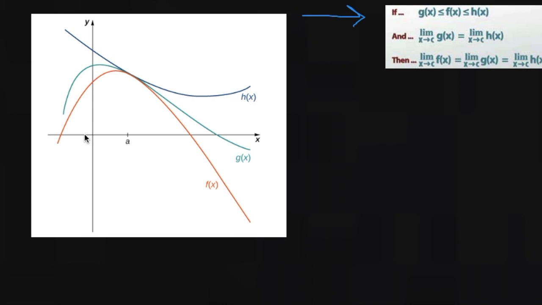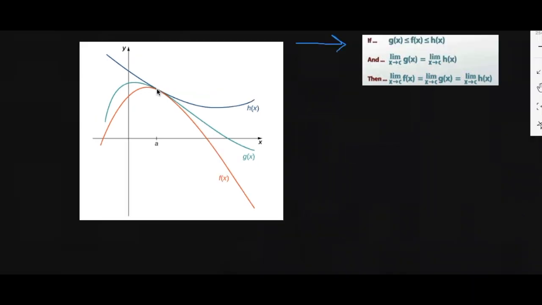So in this case, g of x is the function we're finding the limit for, and f of x and h of x are sandwiching g of x in between them. But if f of x and h of x have the same limit at a, then g of x will also have the same limit because it is sandwiched between them. Let's do an example to see how this works before we move on to trig limits.